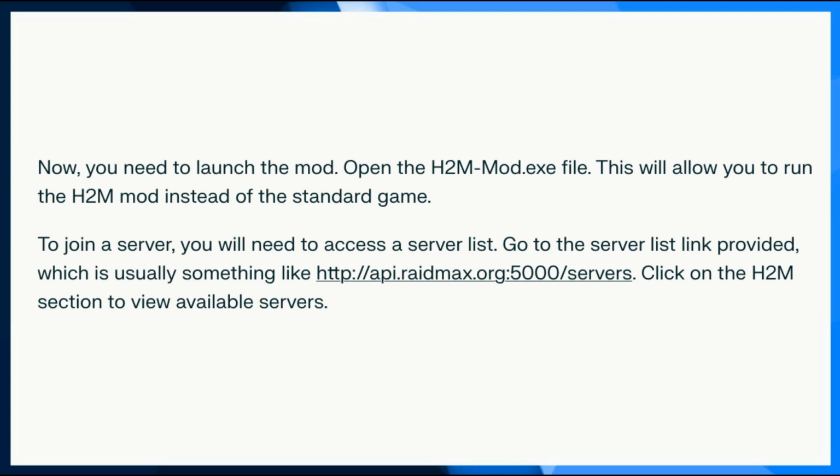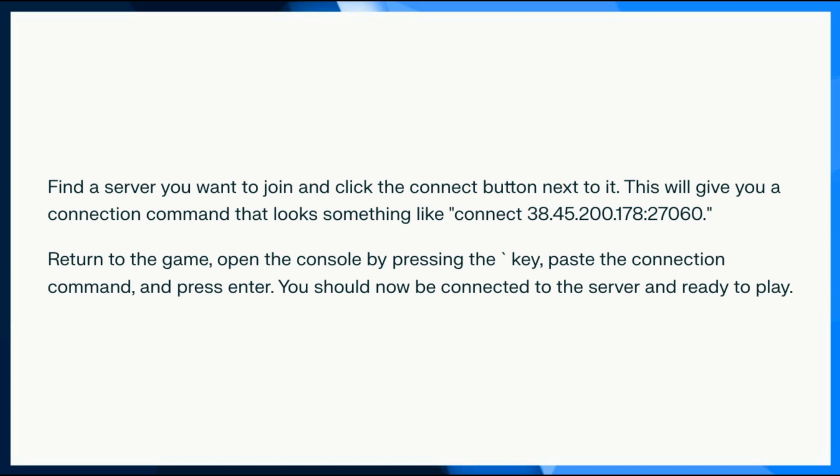To join a server, you will need to access a server list. Go to the server list link provided, which is usually something like, click on the H2M section to view available servers. Find a server you want to join and click the connect button next to it. This will give you a connection command that looks something like connect 38452001782760. Return to the game, open the console by pressing the key, paste the connection command, and press enter. You should now be connected to the server and ready to play.